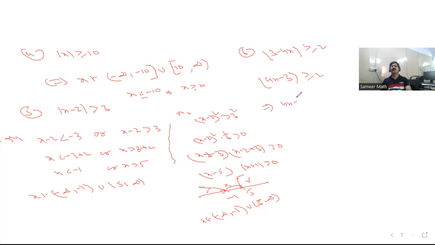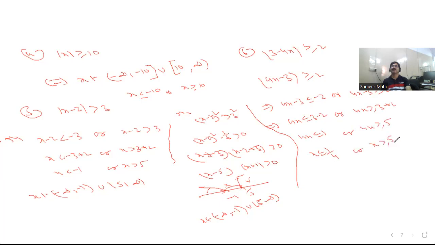This implies 4x minus 3 is less than or equal to minus 2, or 4x minus 3 is greater than or equal to 2. You can write it like this. Just now I told you there are two methods. Here 4x is less than or equal to 3 minus 2, so 4x is less than or equal to 1, and x is less than or equal to 1 by 4. Or 4x is greater than or equal to 3 plus 2, so 4x is greater than or equal to 5, and x is greater than or equal to 5 by 4.